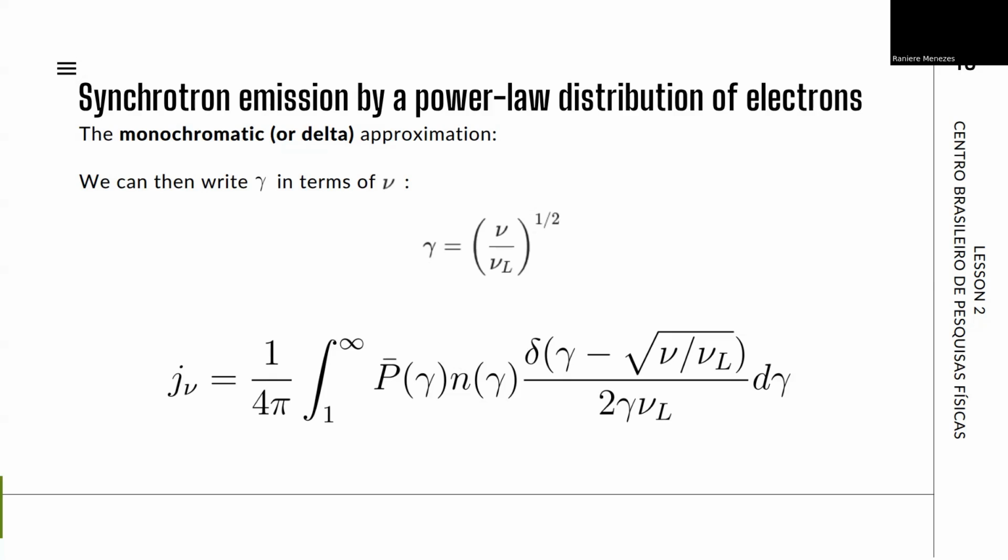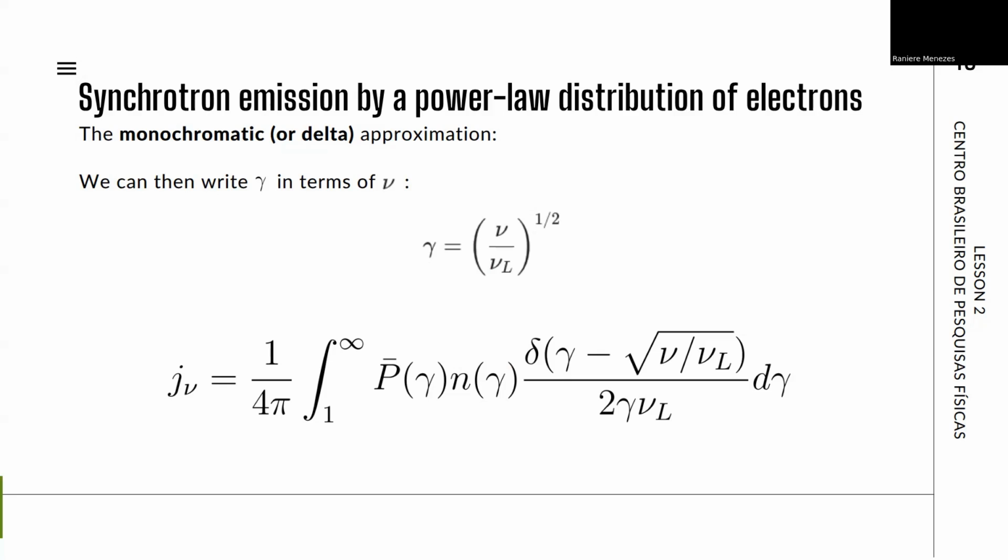Here we put the Dirac delta. However, the Dirac delta is in frequency. So it's frequency minus gamma square Larmor frequency. So we have to convert it from frequency to gamma. That's why this factor here comes out. And then our final integral is this one. Okay, so let's solve this.